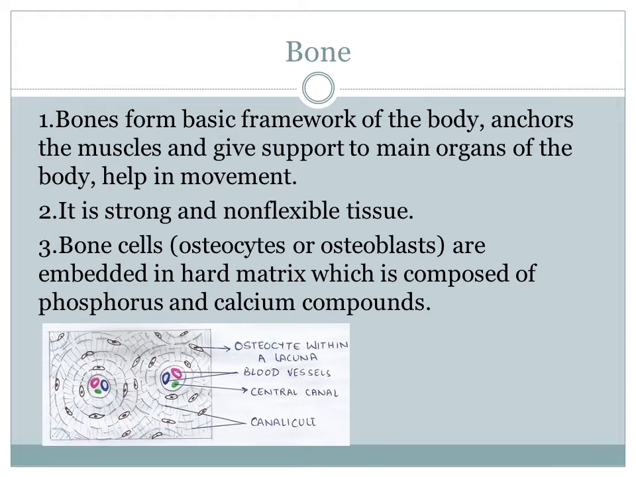The next connective tissue is bone. Bone is very strong and non-flexible tissue. Its matrix is solid and hard, made up of compounds of phosphorus and calcium. Bone cells, called osteoblasts or osteocytes, are embedded in this matrix.